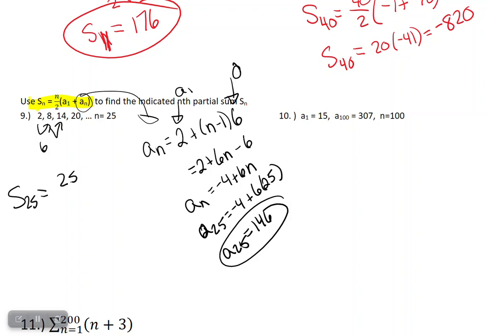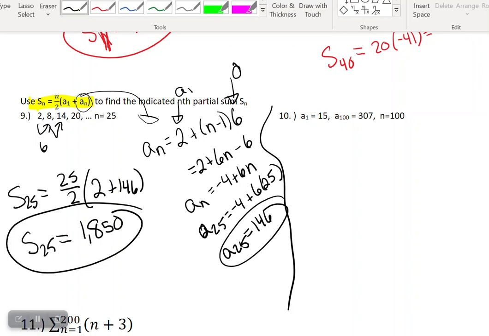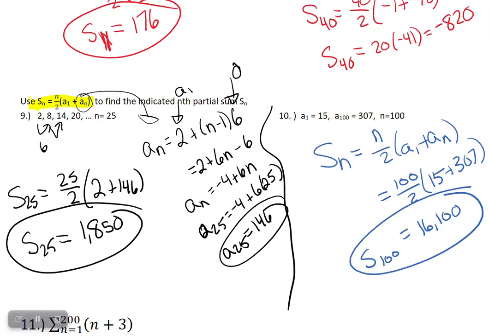So it's going to be 25 over 2 times 2 plus 146, and that's going to give us 1,850 for the sum of those first 25 terms. This one's pretty straightforward. Go ahead, pause the video, put it in your calculator, and get what the sum will be. We should get 16,100.